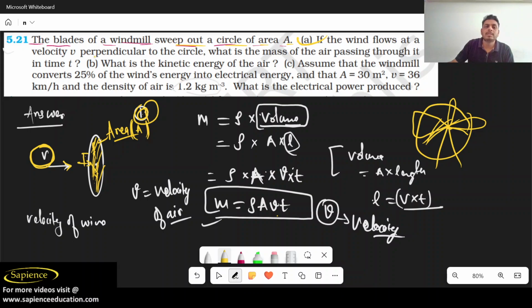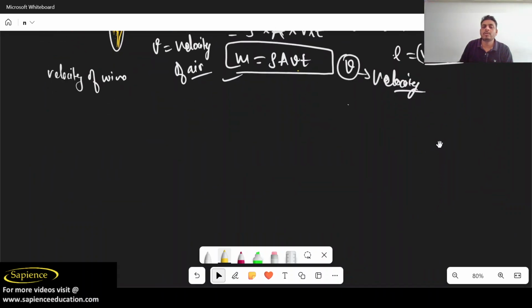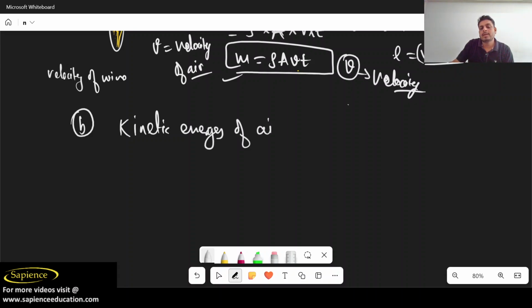Now there is another question, that is, what is the kinetic energy of the air? If you want to find kinetic energy, how will you find it? So this is the b question, kinetic energy of air. Kinetic energy of air is equal to half m into v square.